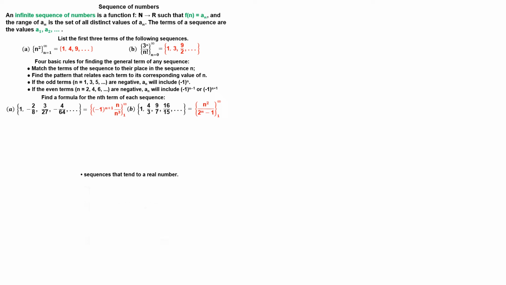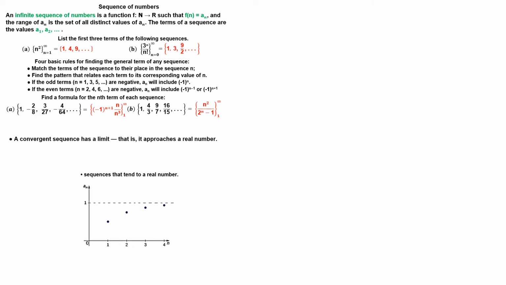We can see that the terms of the sequence are approaching a finite number as n tends to infinity. So we say that the sequence is a convergent sequence and the real number is the limit of the sequence. A convergent sequence has a limit, that is, it approaches a real number.